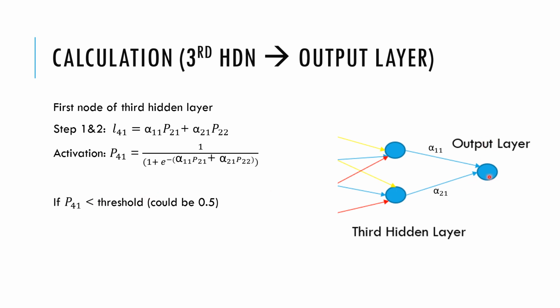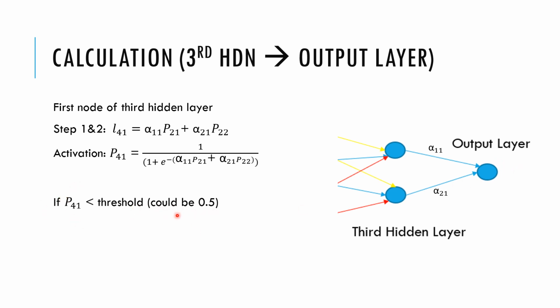So now this is the output. This P41, 4 stands for the layer number, which is the fourth layer here, and 1 stands for the node number. Since there's only one node, we are getting this P value. This P is basically a probability, the probability of 1, where success and failure are 1 and 0. So this gives us a probability of 1.